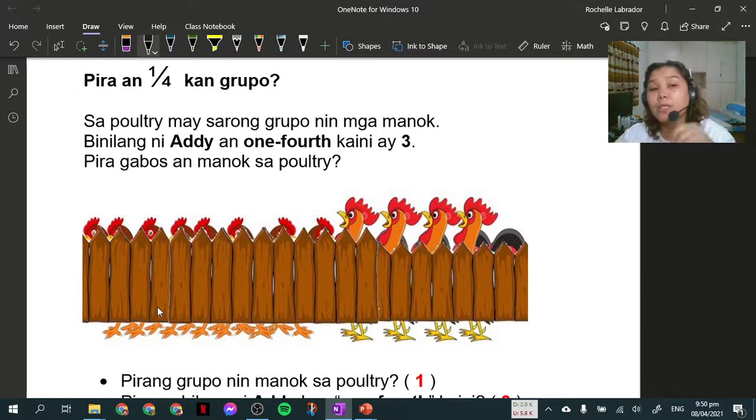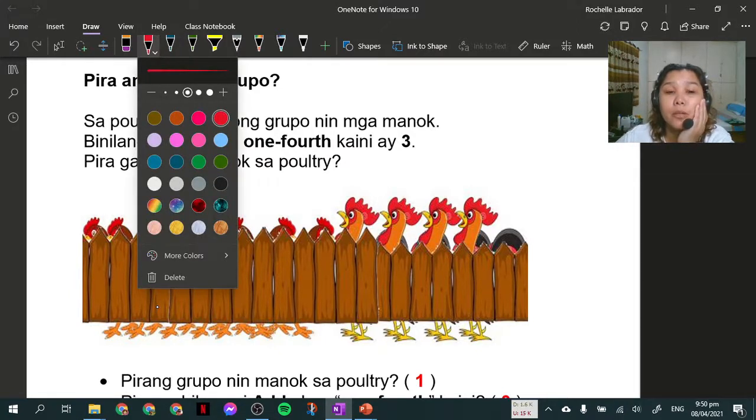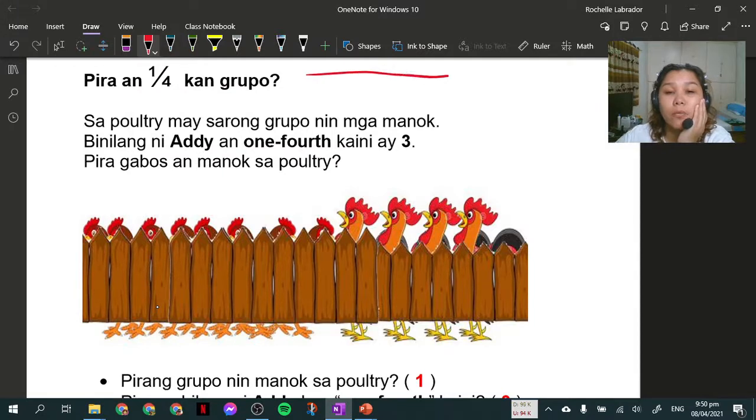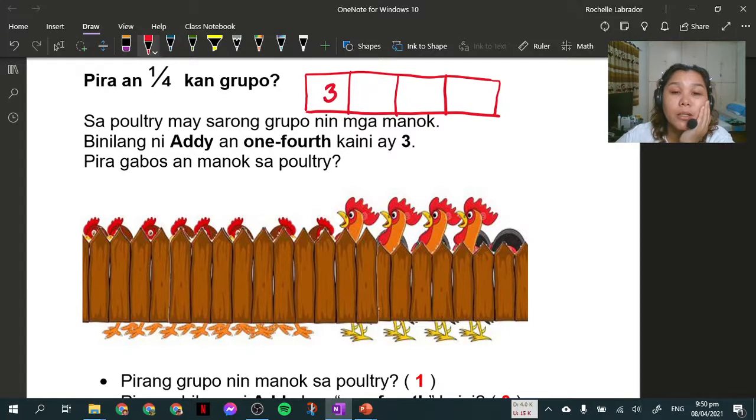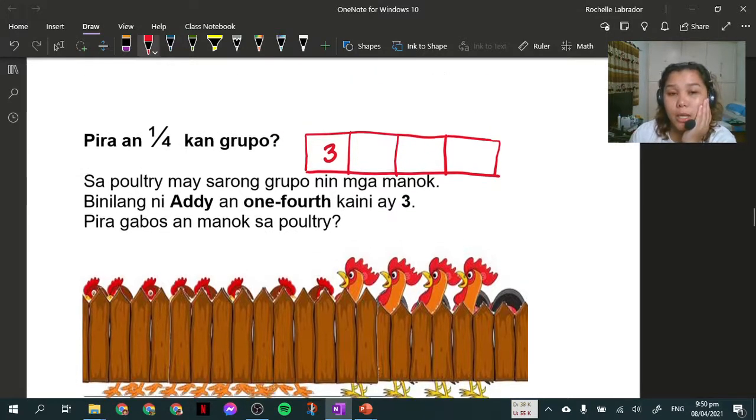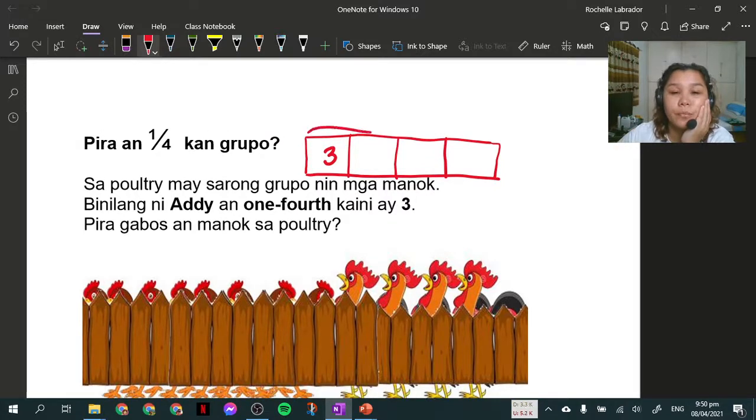So, ilan nga? When we say 1/4, how many groups? There are 4. Okay, so if this is a whole and then we are after 1/4, so hatiin natin sa 4. And then, ang sabi ni Adi, nabilang pa lang yung 1/4, which is 3. So, pira gabos ang manok sa poultry. So, this time, ang hahanapin naman natin, how many is the total number of chicken, if 1/4 is 3.